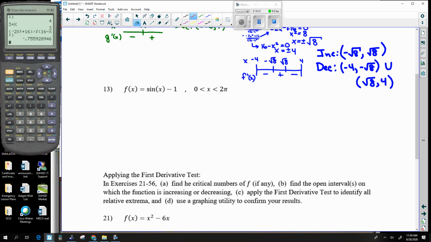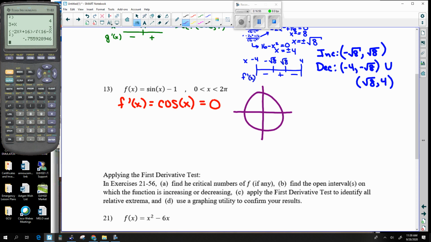All right, here we go. Hopefully this one's a little bit easier. The derivative is cosine x. So where is that equal to 0? Let's bring in the unit circle. Cosine is the x value. Where is cosine equal to 0? Right there, which is at pi over 2, and right down here, which is 3 pi over 2. So I'm getting critical numbers of pi over 2 and 3 pi over 2, and those are all the critical values from 0 to 2 pi.